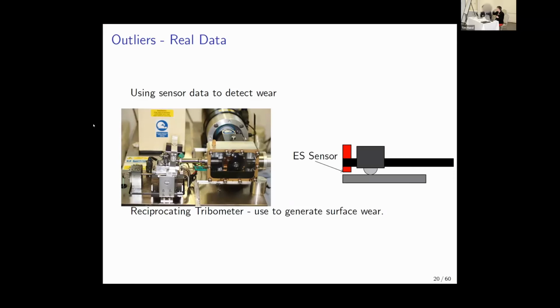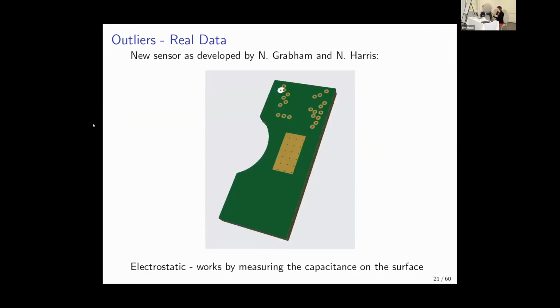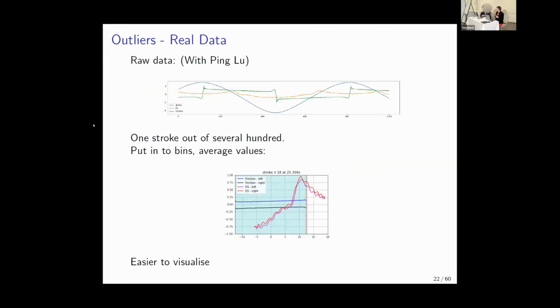So what we take there is, you see the little round bit at the bottom? That's called the roller. It doesn't roll. It scrapes along the metal surface, and it's supposed to scrape and create wear. This is the sensor as designed by Neil Grabham and Nick Harris, who we work with. It's an electrostatic sensor. It works by measuring capacitance on the surface.